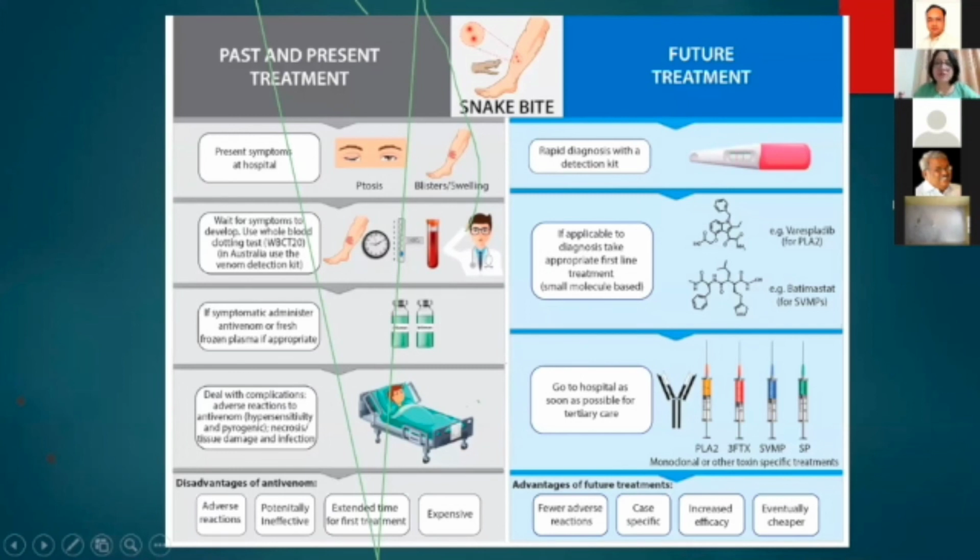But in future treatment, we could rapidly diagnose with a detection kit, hopefully. And if applicable, diagnose and take the appropriate first-line treatment, small molecule-based treatment. And we then go to hospital as soon as possible for tertiary care. Maybe in the future we will have monoclonal or other toxin-specific treatments. So the advantages of future treatments: we will be having fewer adverse reactions. We'll be having case-specific treatments that will increase the efficacy, and hopefully, it will eventually be cheaper as well.